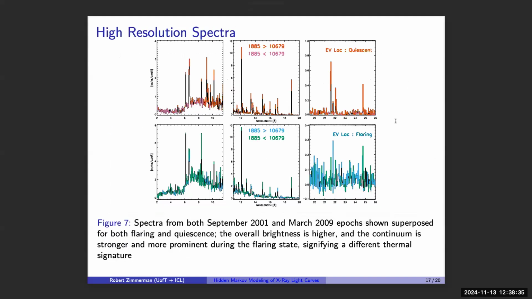Just to give a real-world interpretation, this is a plot that Vinay created. Vinay, please correct me if I completely bungled this explanation. Here we're looking at the spectra from both epochs overlaid with each other, in the quiescent intervals and the flaring intervals. What you can see is that for the flaring interval, the overall brightness is higher and the continuum is stronger and more prominent. So we do have a different thermal signature here.